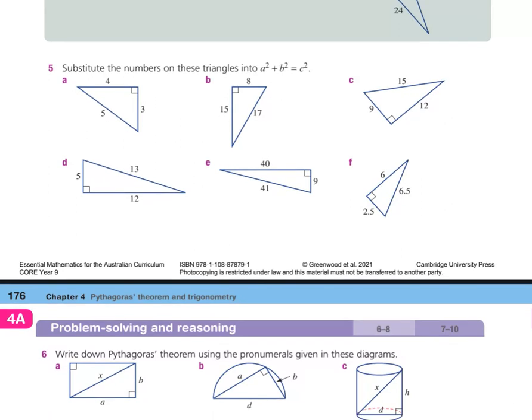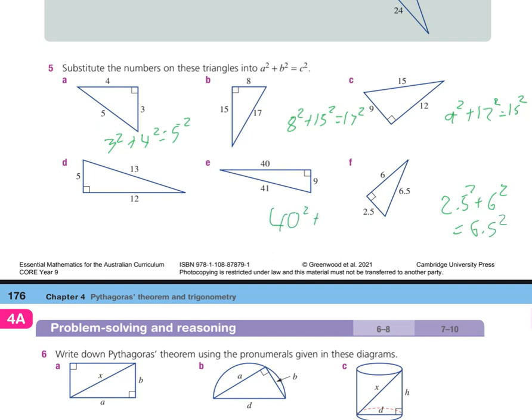Substitute these numbers into the formula. So that's just going to be 3 squared plus 4 squared equals 5 squared. 8 squared plus 15 squared, 17 squared. Hypotenuse is always going to be the longest side as well. Doesn't have to be the longest by a lot. A perfect example. And the last one, 5 squared plus 12 squared, 13 squared.